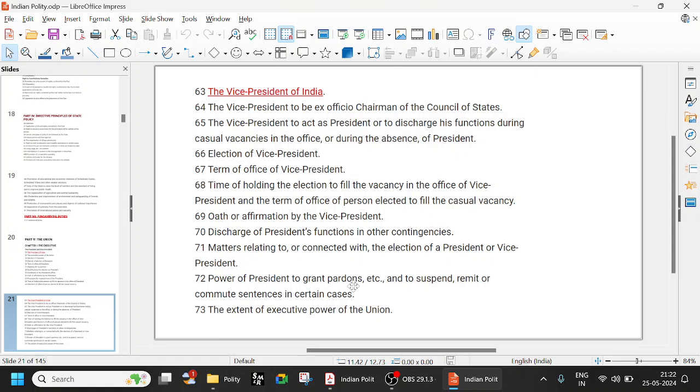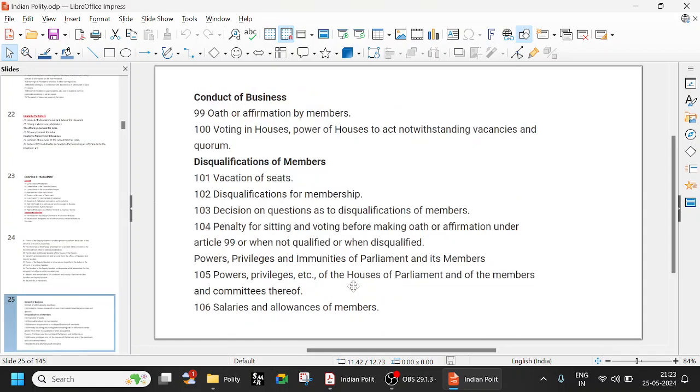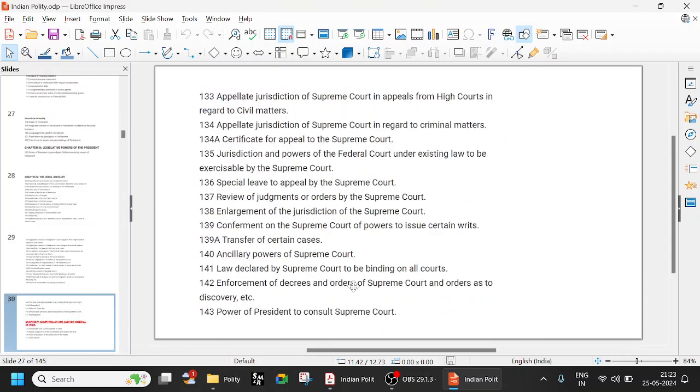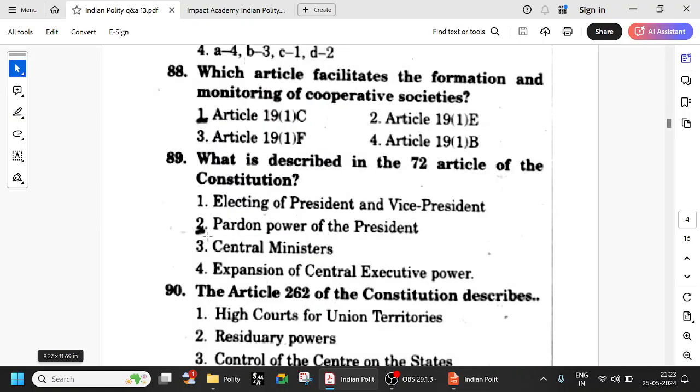Very important. This is 72, and now the power of the governor. See, this is 52, right? So governor starts from 153, right? So 153 is governor, and the power of the governor to grant pardon is 161. This is also important. Remember, there it is 72, here it is 161. Those are powers to grant pardons. So Article 72 is the pardoning power of the president.